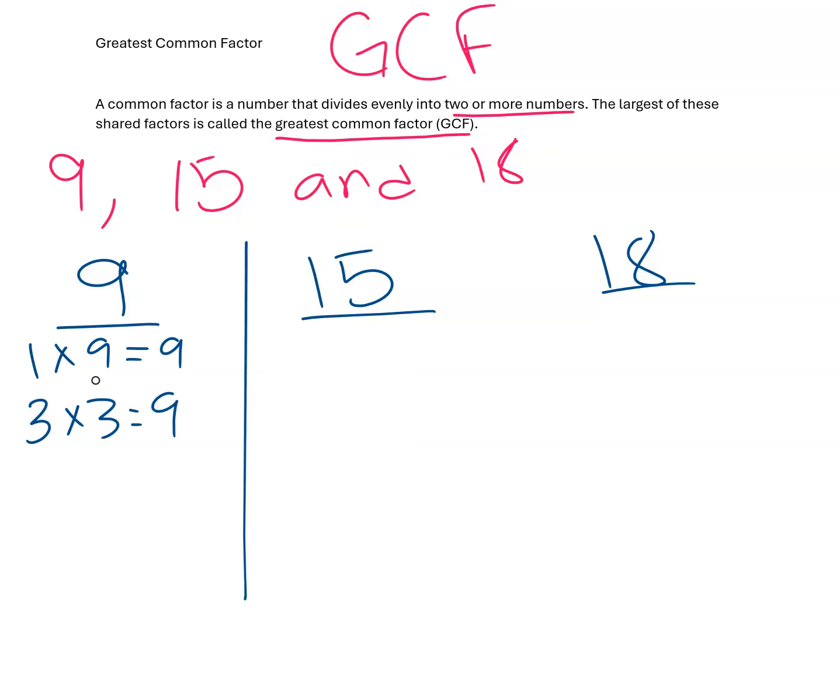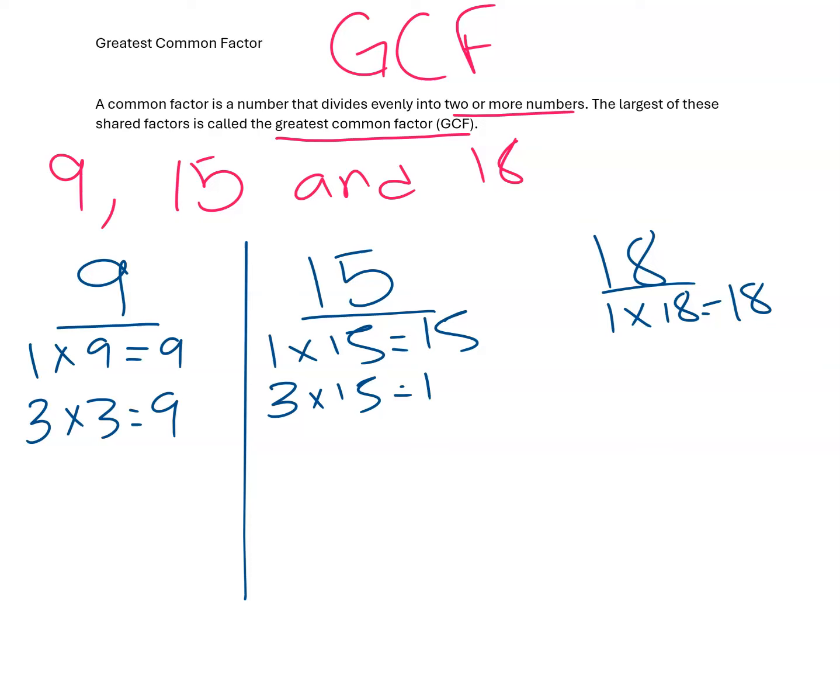Let's move on to 15. So what times what equals 15? Well, 1 times 15 usually is your first one that you always can put on there because you know 1 times any number is that number. All right, so next thing that equals 15 is 3 times 5 equals 15.